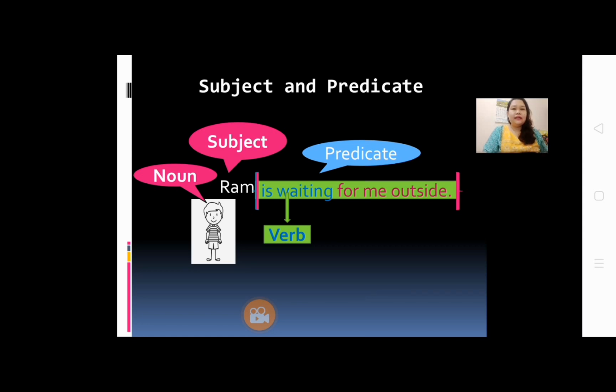Now, to find the predicate, we should remember three things. First, it should begin with a verb. Second, it should tell about an action which is done by the subject. Lastly, it should include the rest of the sentence that comes after the subject. Now, in the given example, what is Ram doing? Ram is waiting for me outside. So, is waiting for me outside is the predicate. We can also see that it begins with the verb is waiting.